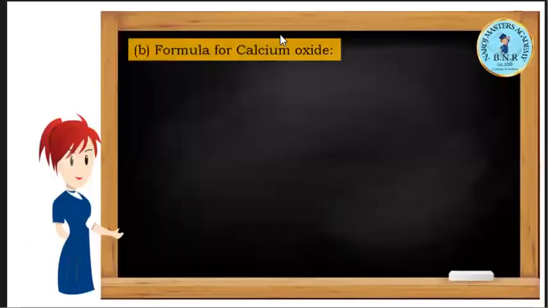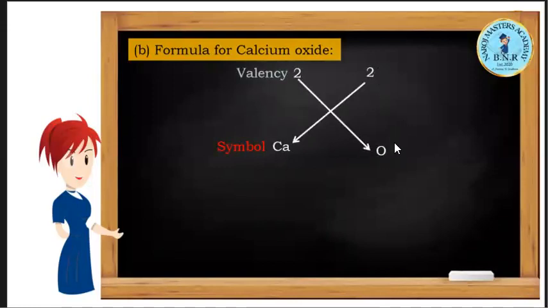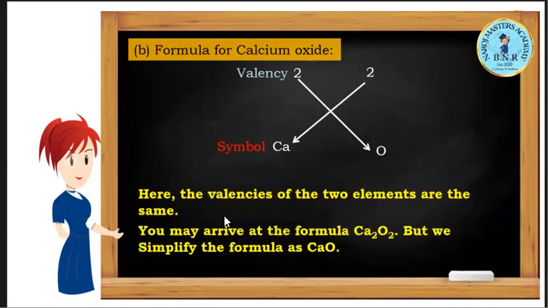Formula of calcium oxide. First write the symbols of each element, calcium and oxygen, and then their valencies. Here the calcium valency is 2, and the oxygen valency is also 2. So we would write Ca2 and O2, is it right? Whenever the valencies are the same, no need to multiply that number here. Here the valencies of the two elements are the same. So basically we get Ca2O2, but we simplify the formula as CaO.